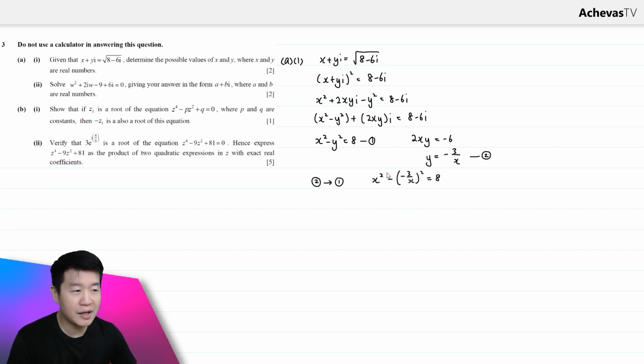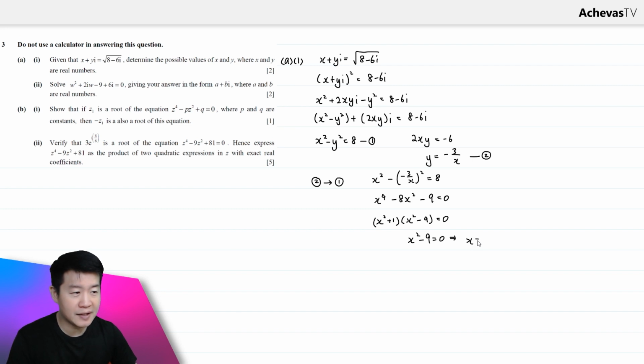And if I were to multiply throughout by x squared, we'll get an x to the power of 4. 8x squared, if I were to shift it over to the left hand side, minus 8x squared. Then minus, this will be 9. It's equal to 0. And treating this as a quadratic equation in terms of x squared, we can factorize this to x squared plus 1 and x squared minus 9. This is equal to 0. And because x squared plus 1 is always going to be positive, x squared minus 9 is going to be the one that is equal to 0.